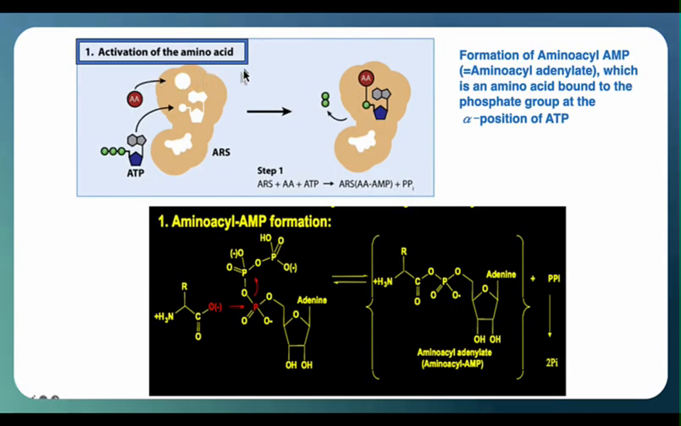In the first reaction, ARS recognizes the amino acid to be taken up by itself, and takes it into the ARS. In the ARS, an amino acid is added to the phosphate group at the alpha position of ATP to form aminoacyl AMP. The chemical formula is schematically shown here. Aminoacyl AMP is formed by the addition of an amino acid to the phosphate group at the alpha position of ATP, and pyrophosphate is released. This shows the chemical formula of the reaction.